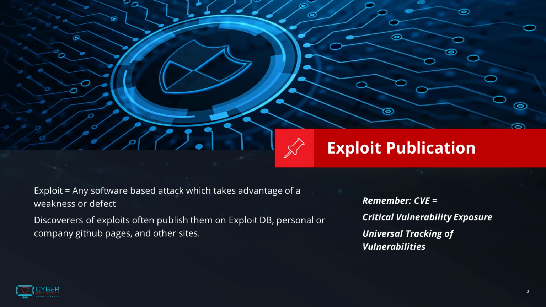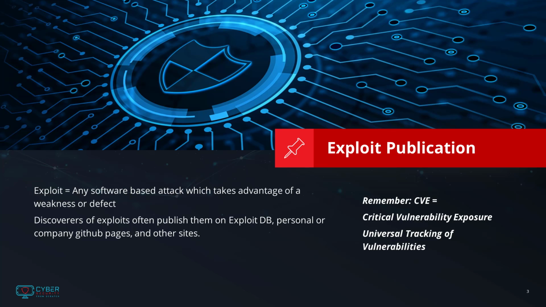First, a bit of vocabulary review. An exploit is any software-based attack which takes advantage of a weakness or defect in a system. And a CVE is a Common Vulnerabilities and Exposures identifier, which is a way of universally tracking exploits so that when you're talking about a particular weakness in a system, you know exactly what's being discussed.